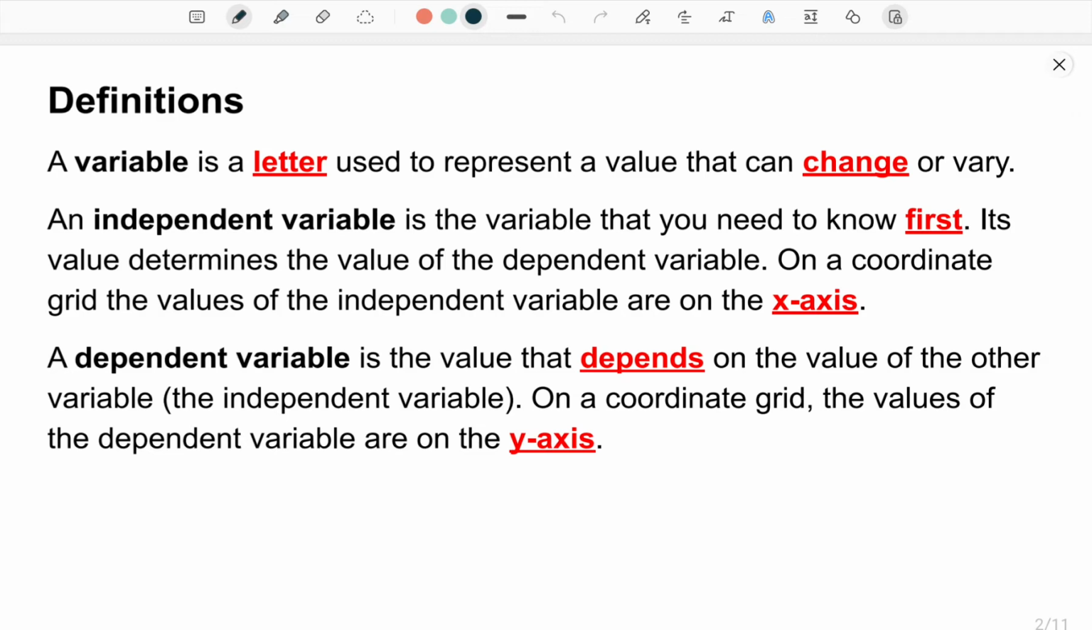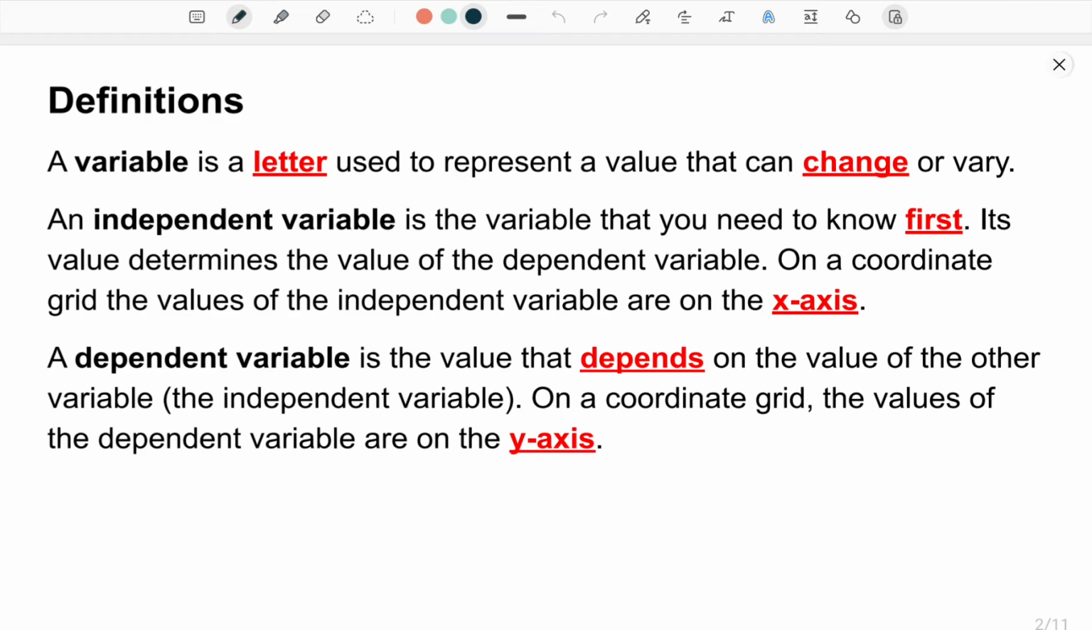So first of all, a variable. A variable is a letter. We've been seeing lots of those, and why do we use letters? Well, it's essentially to represent a value that can change or vary. So for example, maybe you're looking at people's salaries in a company. There's not just one salary in a company. A lot of different people have different salaries. So you might need a variable to represent that in terms of some sort of equation involving salaries.